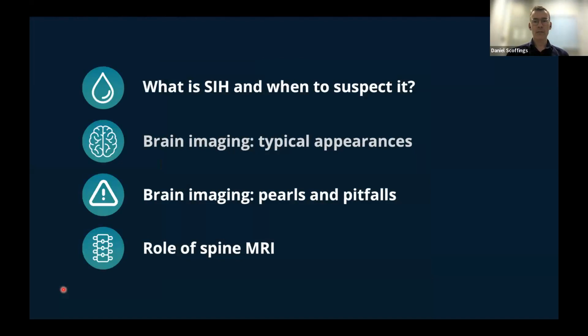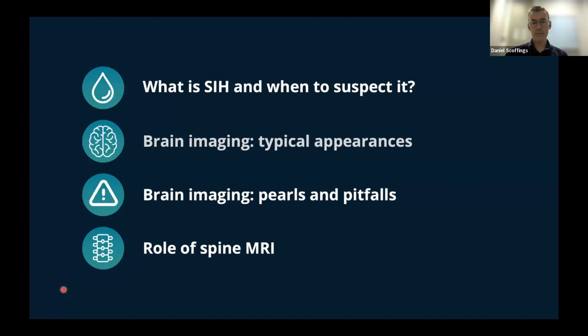Talk about the typical appearances of the brain with SIH, and then some of the more uncommon or less well-known manifestations that you might see as well, and some traps for the unwary, those areas where some caution is really needed. And then towards the end, we'll consider the role of spine MRI in the workup of SIH and how it can help with decision-making, which will lead on to the second of our talks by Dr. Carlton Jones about leak localization with myelography.